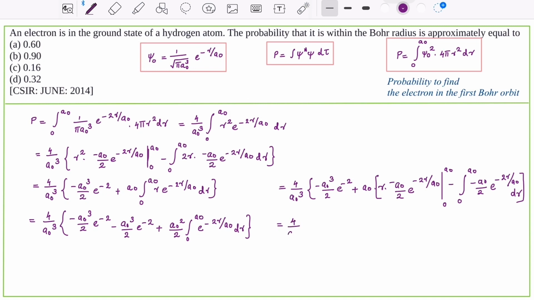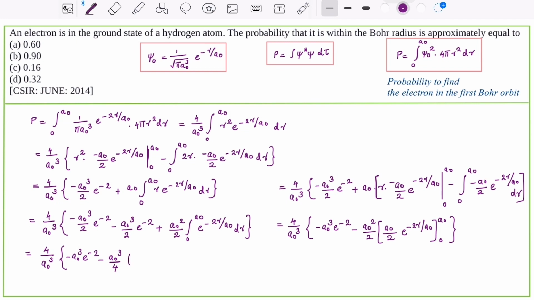This is equal to 4 by a0 cube. Let us combine the first two terms, that is a0 cube e raised to minus 2, plus a0 square by 2 into minus a0 by 2 e raised to minus 2r by a0 within the limit 0 to a0. Now on simplifying we will get 4 by a0 cube into minus a0 cube e raised to minus 2, minus a0 cube by 4 e raised to minus 2 minus e raised to 0, which is 1.